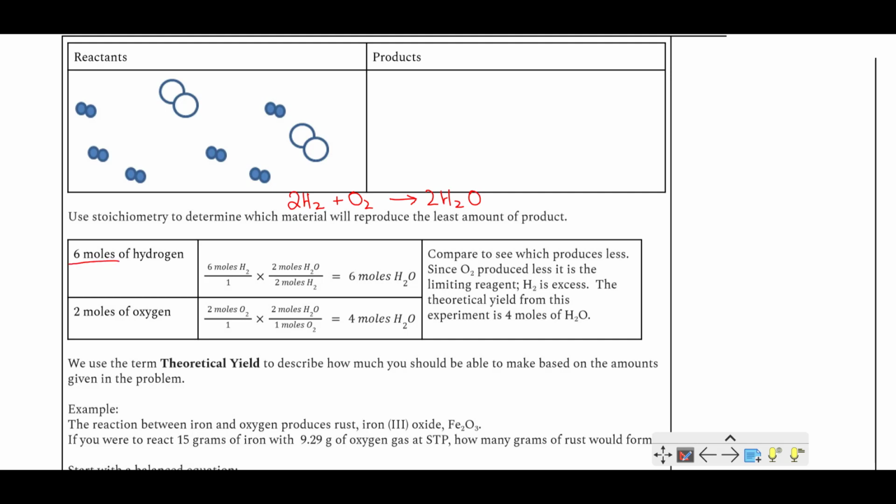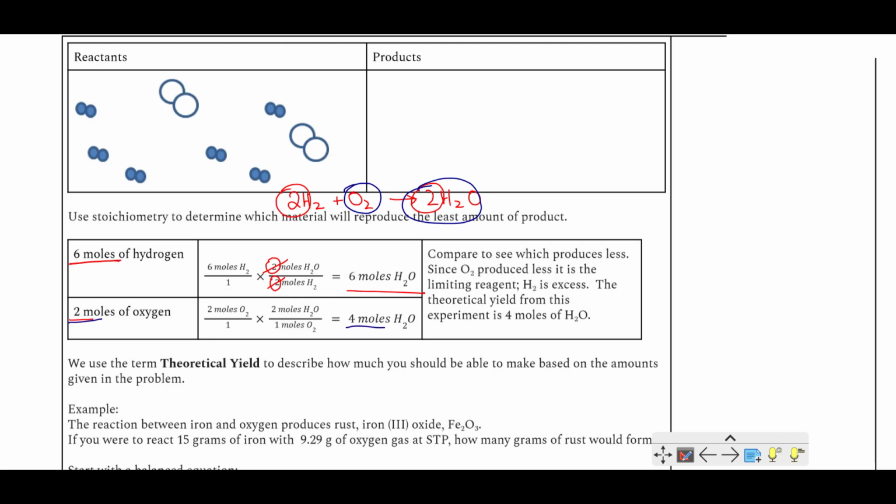If we have 6 moles of hydrogen, we can just use the mole ratio, that there are 2 moles of hydrogen for every 2 moles of water. And so both of those numbers are right here. And if you do the math on that, those actually cancel themselves out. And so 6 moles of hydrogen will produce 6 moles of water. But on the other hand, if we have 2 moles of oxygen, we can put that over 1 and use the mole ratio between oxygen and water. And that's a 1-to-2 ratio. And so if you do that math, 2 moles of oxygen will produce 4 moles of water.